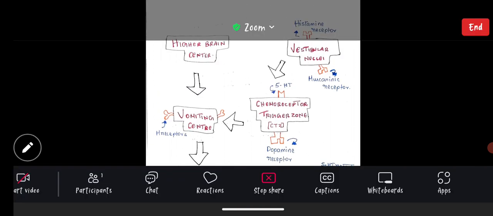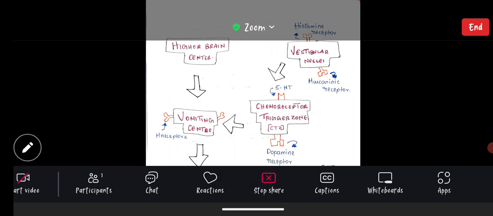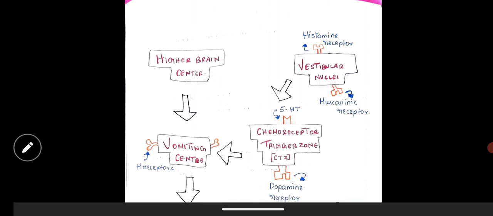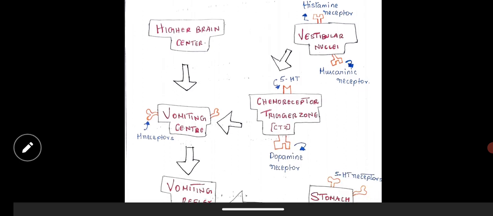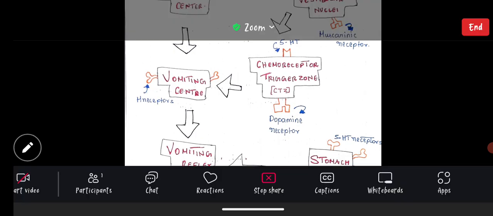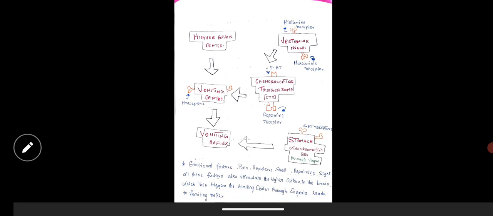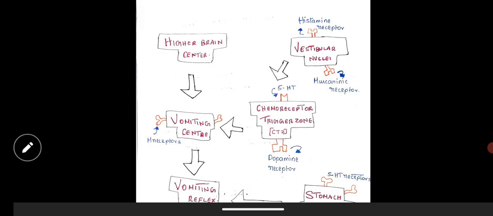Any problem in the labyrinth of the ear, such as motion sickness: in the case of motion sickness, the vestibulocochlear nerve is stimulated, and through this nerve the vestibular nuclei, with their histamine receptors and muscarinic receptors, are stimulated, and it reaches the chemoreceptor trigger zone, and this zone stimulates the vomiting center, which leads to the emetic reflex. Then we have the higher brain center, with emotional factors such as pain, repulsive smell, and repulsive sight. All these factors also stimulate the vomiting center, which leads to the emetic reflex.